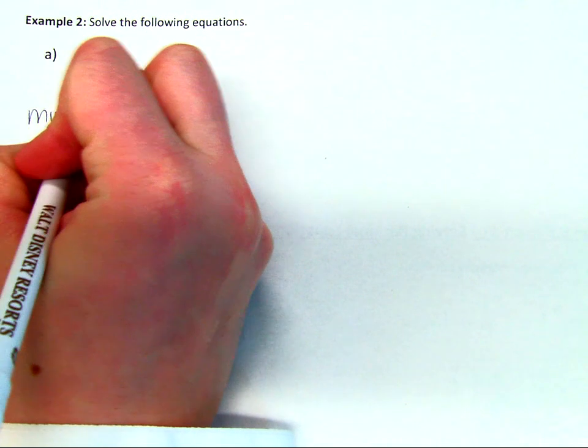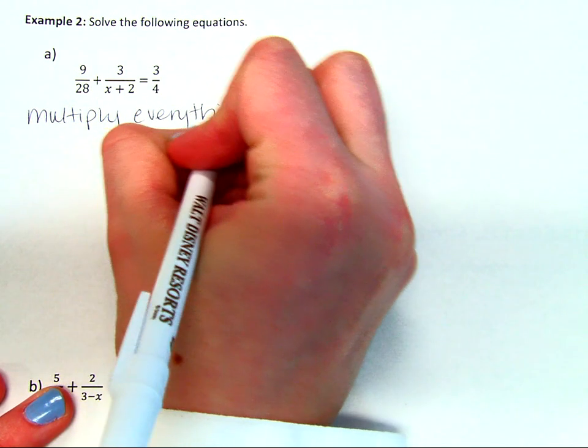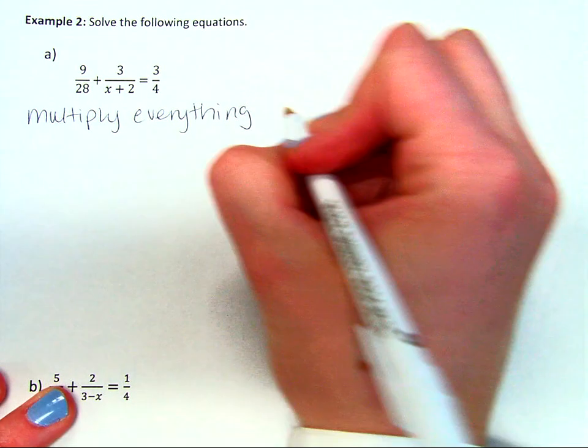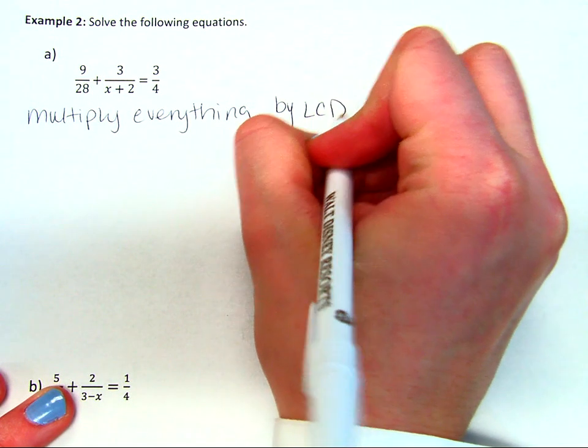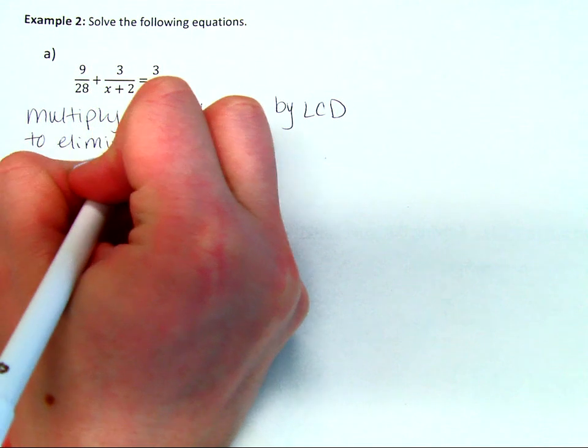Same thing holds here. So we're going to multiply everything by the least common denominator in order to eliminate fractions.